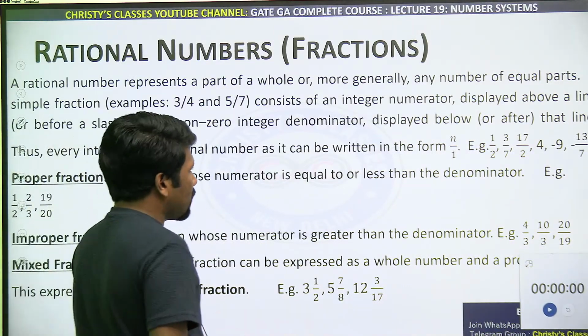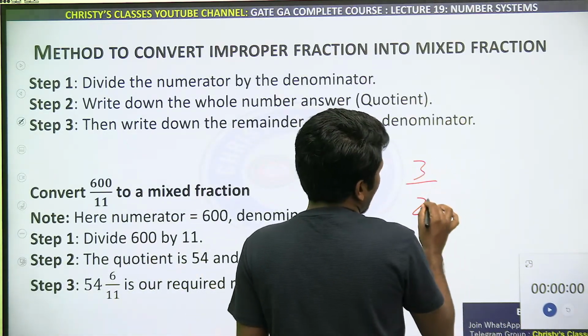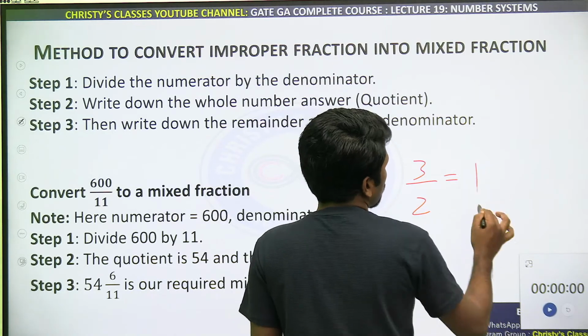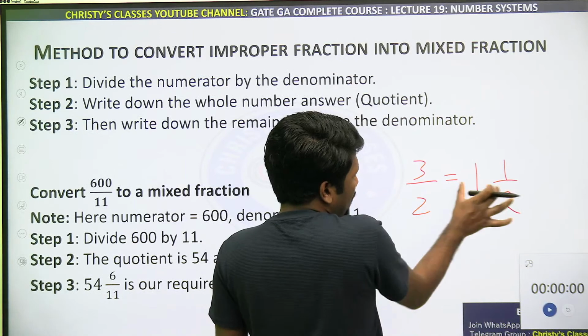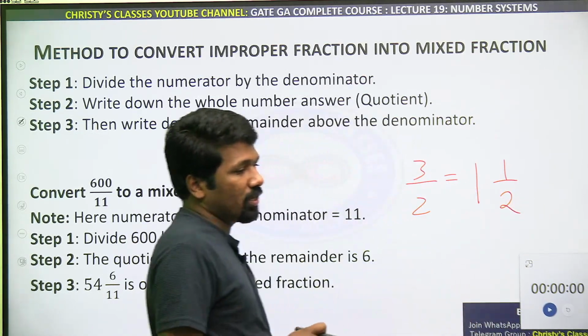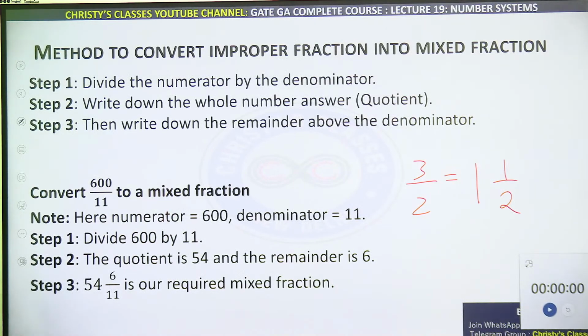So for example, 3 by 2 is an improper fraction, and you can write it as 1.5, right? Both are equal. This is the improper fraction notation, and this is the mixed fraction notation. Generally speaking, this is how you can convert an improper fraction to a mixed fraction.